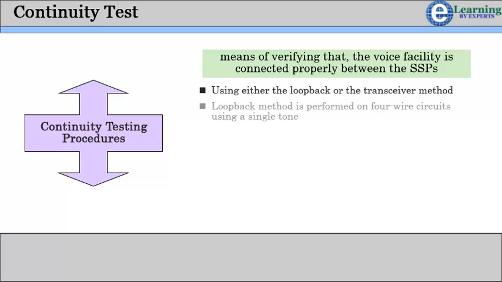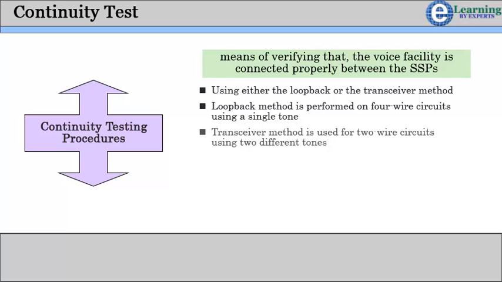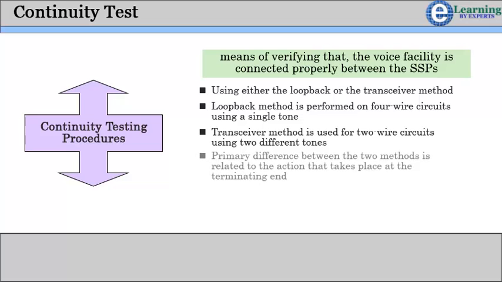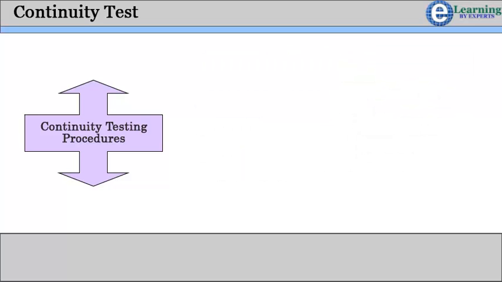The loopback method is performed on 4-wire circuits using a single tone, and the transceiver method is used for 2-wire circuits using 2 different tones. The primary difference between the two methods is related to the action that takes place at the terminating end. When using either method, a tone generator is connected to the outgoing circuit at the originating exchange.